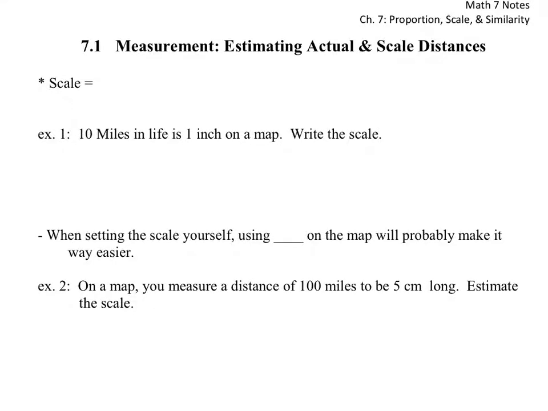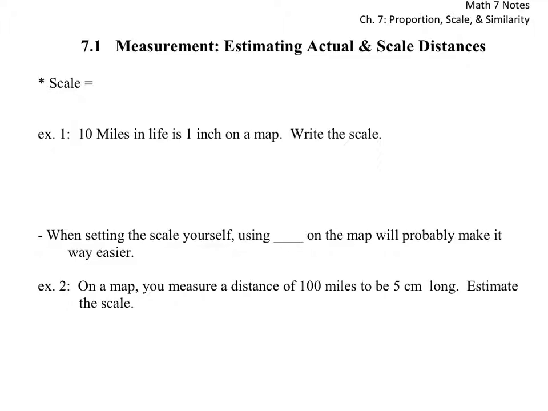All right, starting chapter 7, looking at measurement, estimating actual and scale distances. When we're looking at maps, maps really just use ratios, like we were using in the last chapter, to take a real life distance and be able to get it to fit in a smaller space, like on a page or on a map.